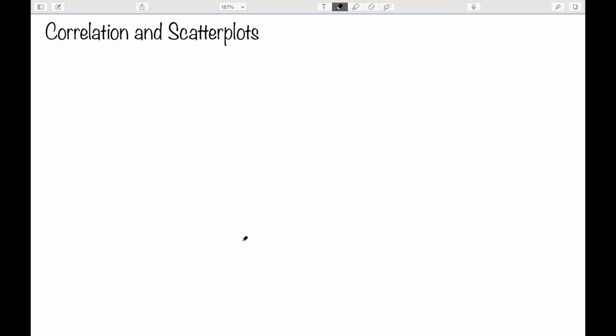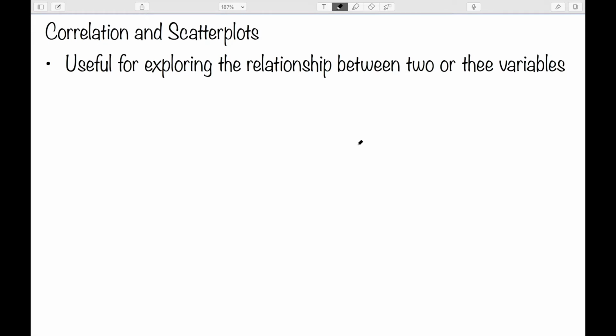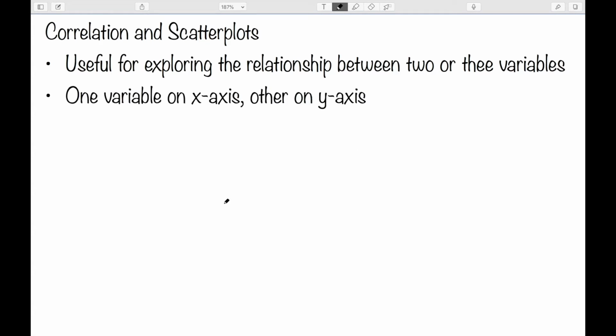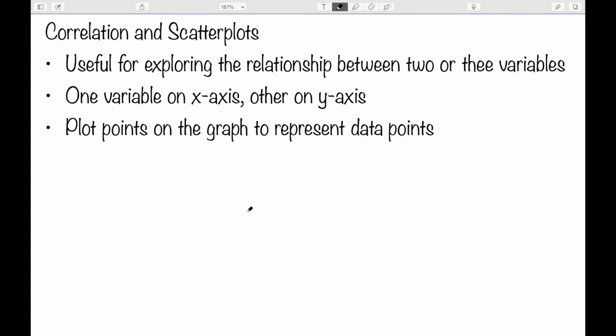In this video, I want to look at the idea of correlation and scatterplots. So I'm going to start with what a scatterplot is. A scatterplot is very useful for exploring the relationship between 2 or 3 variables. We'll put one variable along the x-axis and the other along the y-axis. And then we'll plot points on the graph to represent data points.